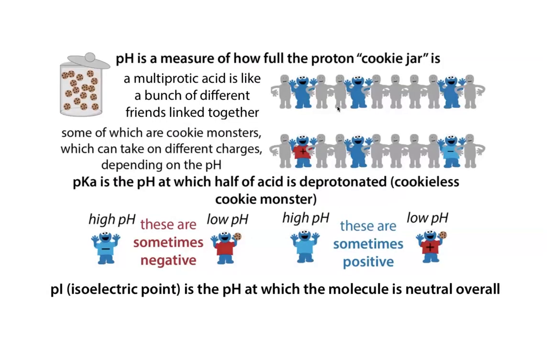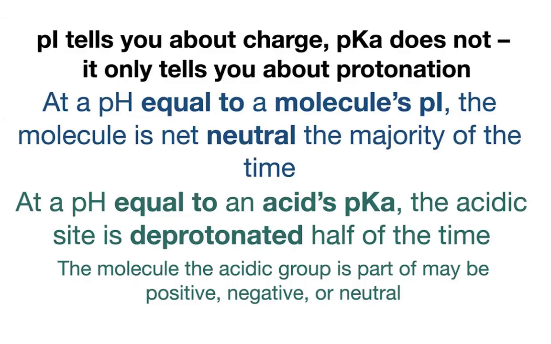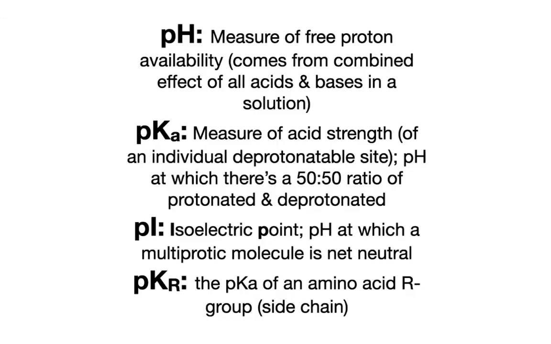And so now we can talk about a pKa value for each of those different groups, as well as a pI value. So a pI is the isoelectric point. It's the pH at which the molecule is neutral overall. So you can think about it kind of like being that at the pI, there's an equal amount of friends with cookies and without cookies. So some groups might be positive, some groups might be negative, and you are going to have this situation where your molecule overall is going to be neutral. The pH at which that happens is your pI.